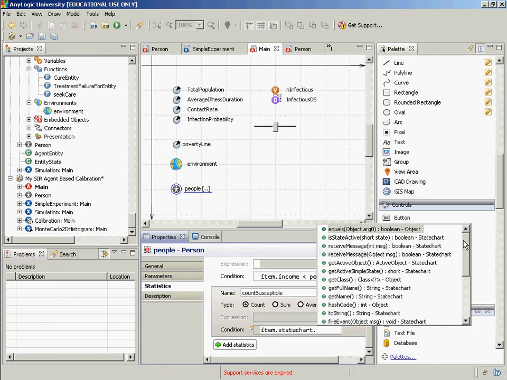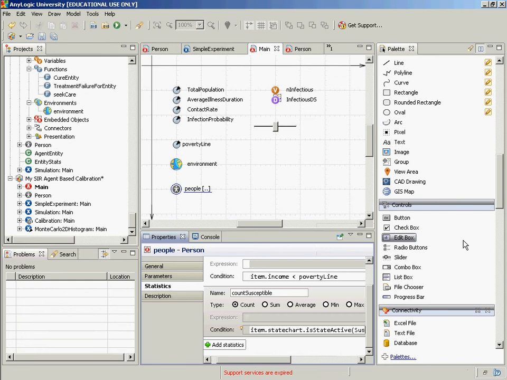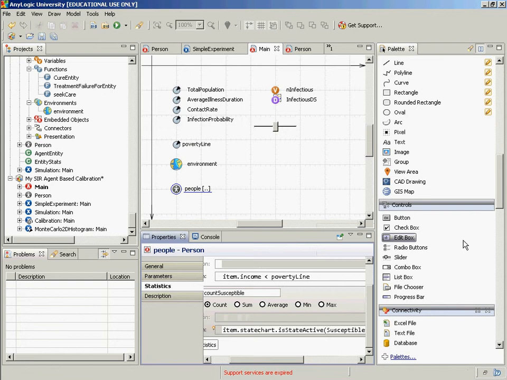Okay, is it equals? Am I saying is the state chart equal to another thing? No. How about this next one? Is state active? That sounds pretty good. In fact, bingo. Rookie's luck here. It's actually isStateActive, and you give it the name of the state. Now you have to say person.susceptible, okay?